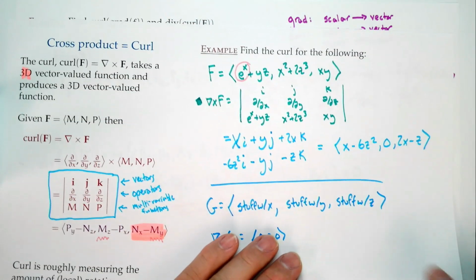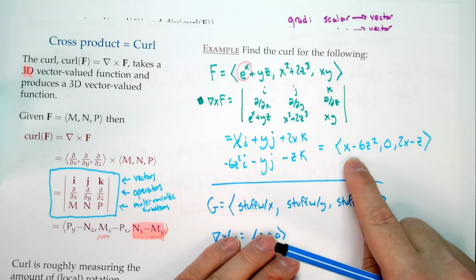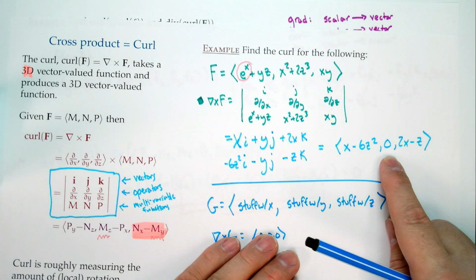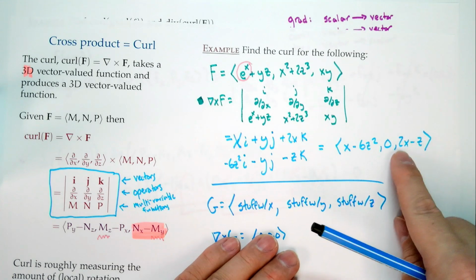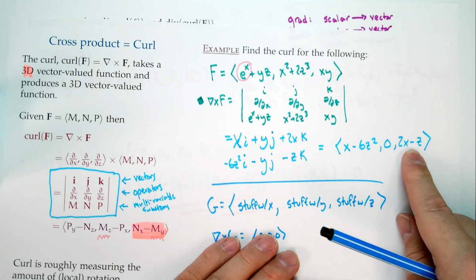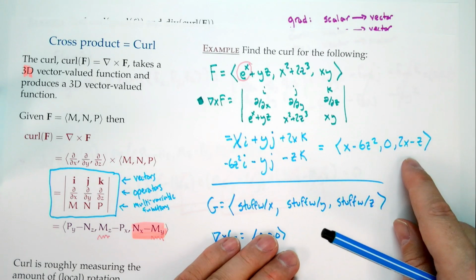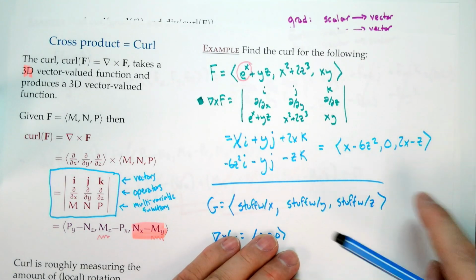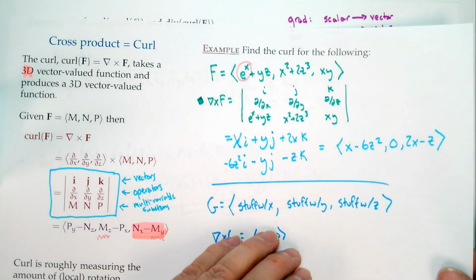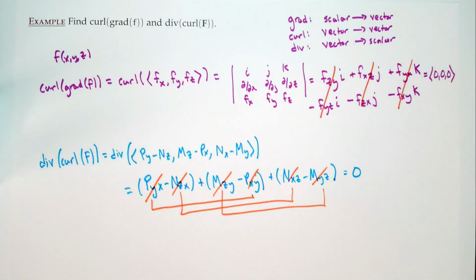Let's check that here. Take the derivative with respect to x, you get 1. Derivative with respect to y, 0. Derivative with respect to z of 2x minus z, negative 1. So 1 plus 0 minus 1 is 0. So that's a good check. Probably a sign we did it right. So that's always good to know.